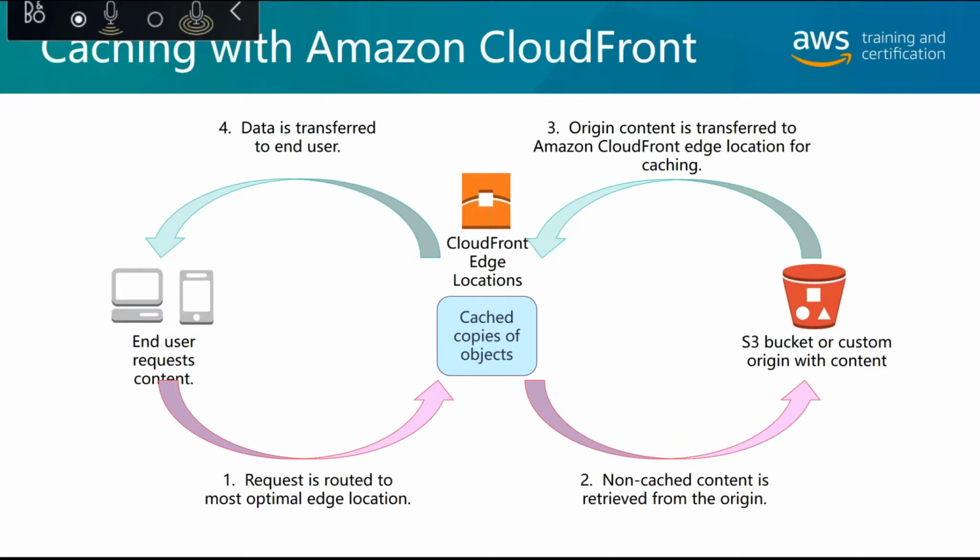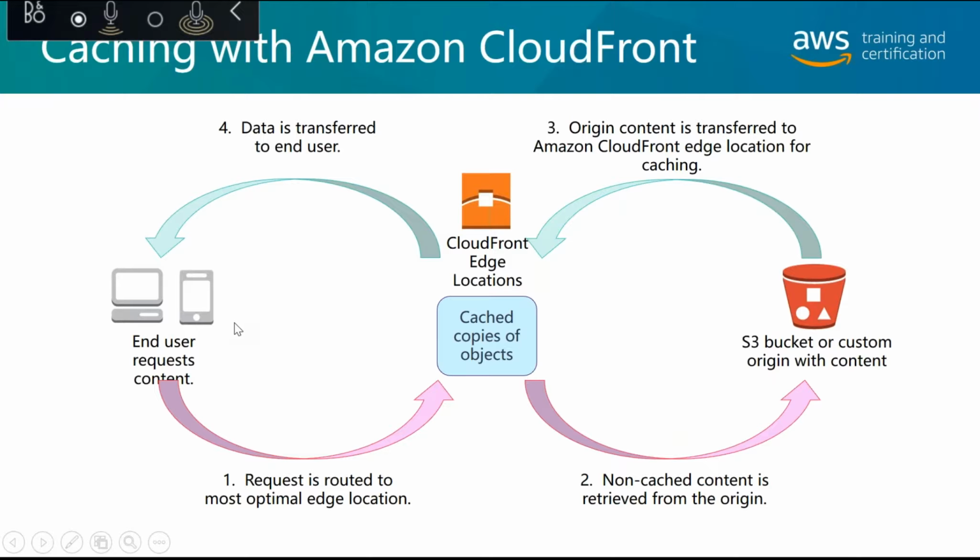So as an example, make sure you understand how CloudFront works. Remember that when a user makes a request for content, it goes to the closest CloudFront edge location. If it's not in there, it goes back to the origin. So in this case it's S3, and then it brings it back to the edge location. So the next time the user makes a request, it hits the edge location, the copy is in cache, so I quickly return the request.